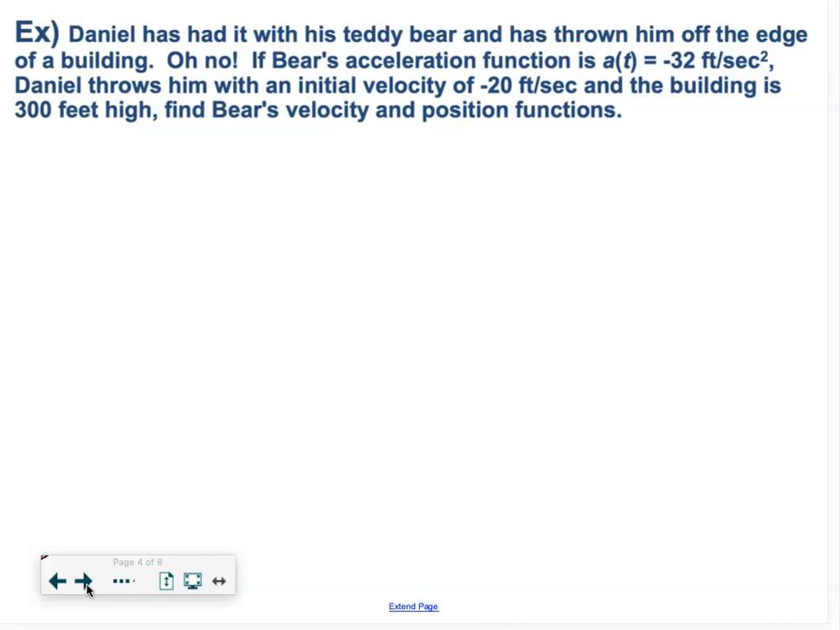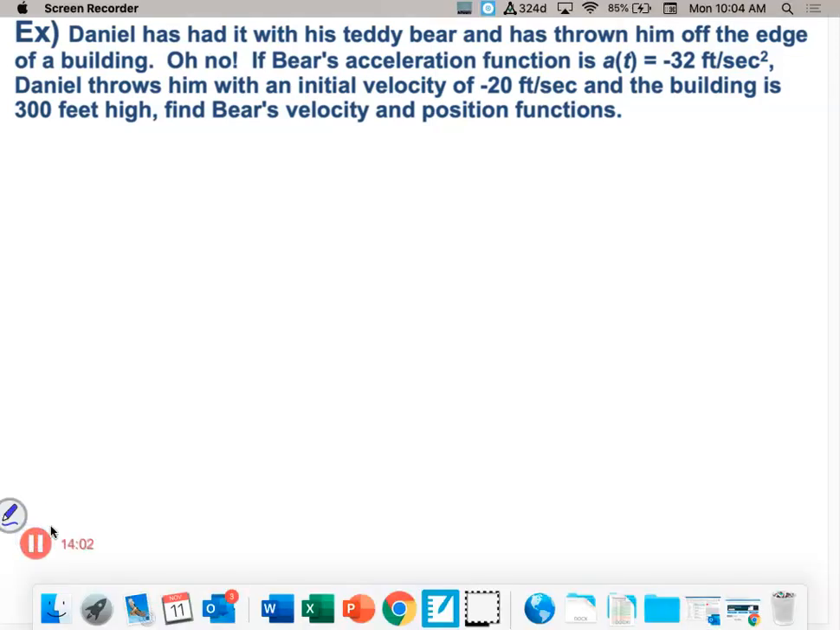So anyway, quick anecdote. Daniel has had it with his teddy bear. He's thrown him off the edge of a building. Oh no! If Bear's acceleration function is a constant of negative 32 feet per second squared, which is gravity, right? Daniel throws him with an initial velocity of negative 20 feet per second. Why are the acceleration and the velocity negative? Because it's going down, right. And the building is 300 feet high. Find Bear's velocity and position function.